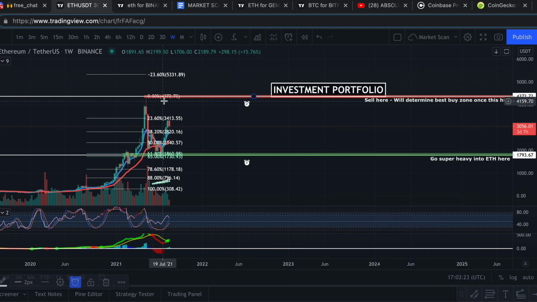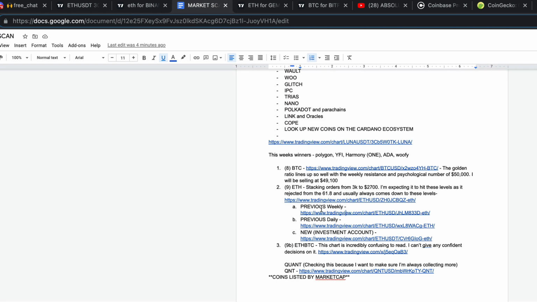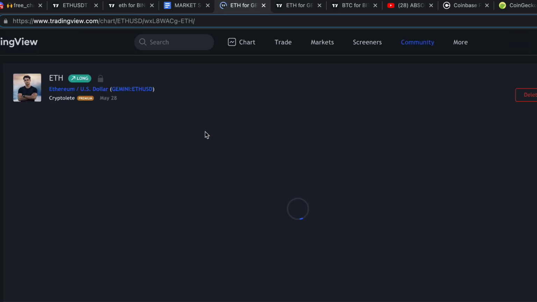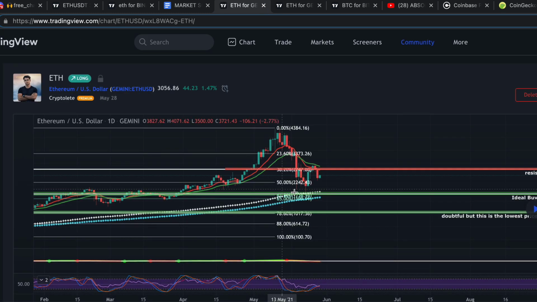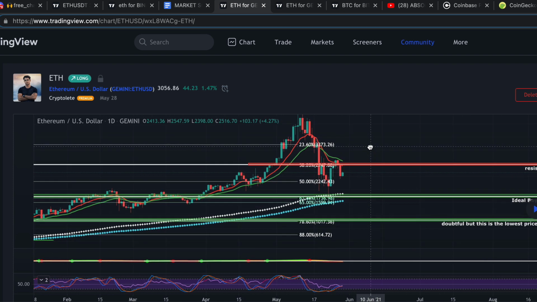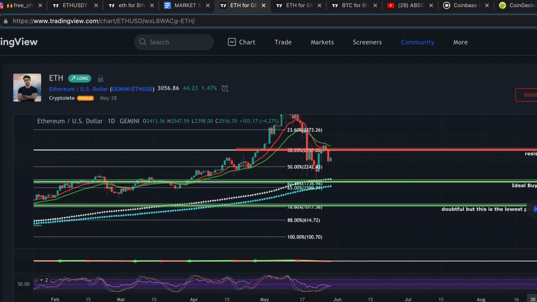Boom. And something I noticed that I want to show you, this is pretty cool. This was my previous idea from May 28th, where I said resistance, sell here. Basically all I did was support and resistance, and this is how powerful simply support, resistance, and Fibonacci are. This is why I use these tools. You could see I had the ideal buy zone right here at around 1,800, 1,700, and I had the resistance right here around 2,700.